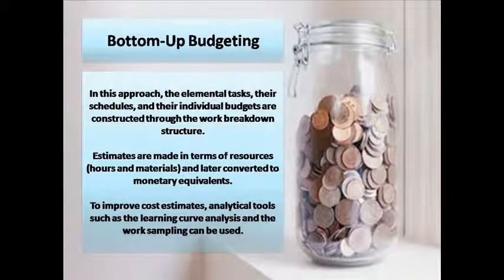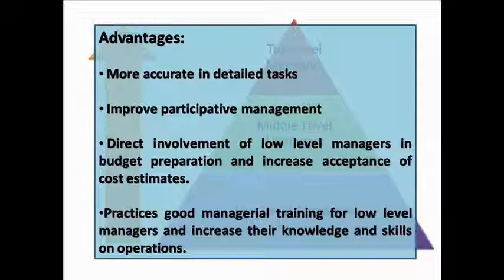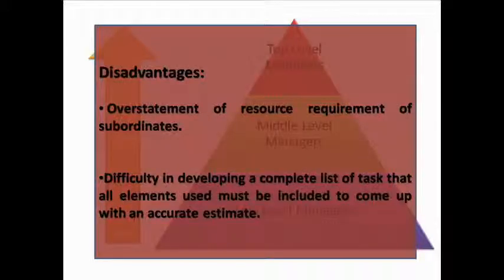The second approach is bottom-up budgeting. In this method, the individual budgets are constructed through the work breakdown structure. Okay? So estimates are made in terms of the resources. Okay? Examples are hours and materials, and later they are converted to monetary equivalents. So the advantage is it's more accurate in detailed tasks, but there can also be disadvantages since there can be overstatement of the resources by the subordinates.